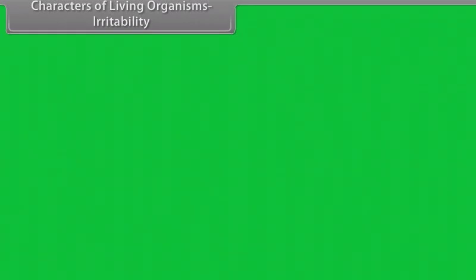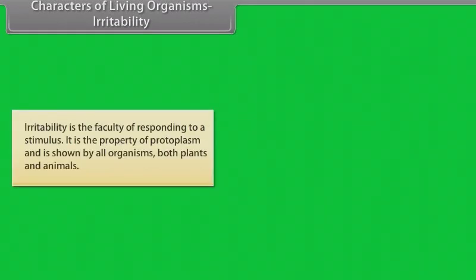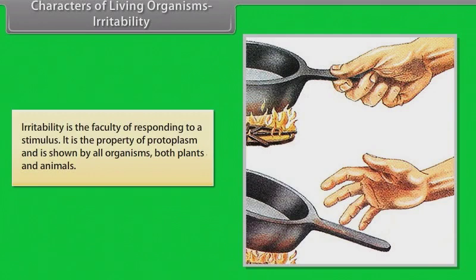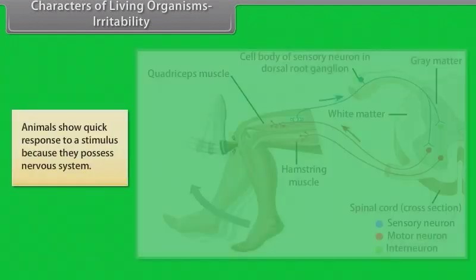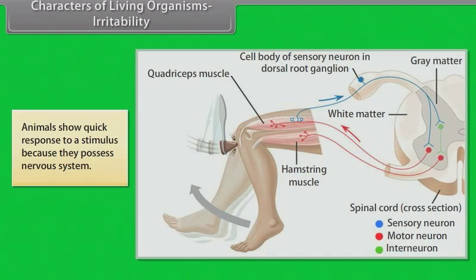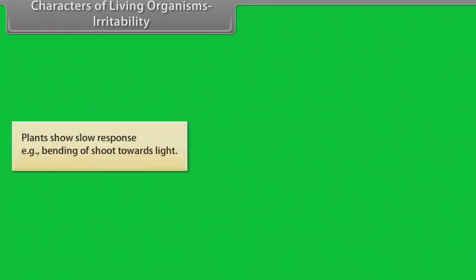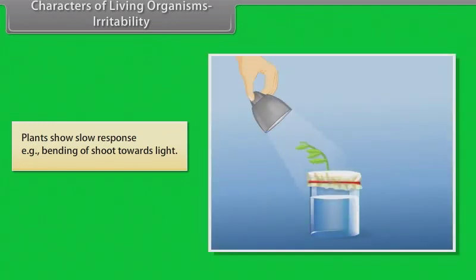Characters of living organisms. Irritability. Irritability is the faculty of responding to a stimulus. It is the property of protoplasm and is shown by all organisms, both plants and animals. Animals show quick response to a stimulus because they possess a nervous system. Plants show slow response. Example: bending of shoot towards light.